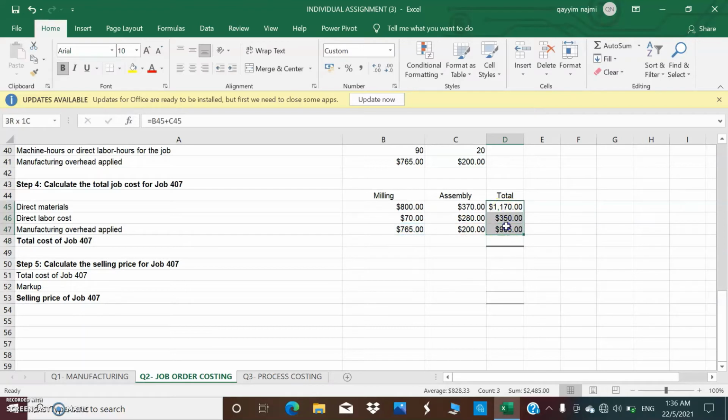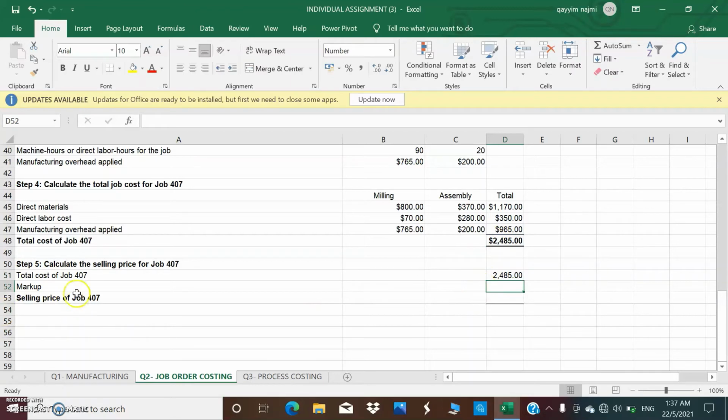Okay, we can sum up the total job cost for job 407, which is 2,485 ringgit. Okay, step 5, the last step for the costing, is to calculate the selling price for job 407. The total job cost is 2,485.